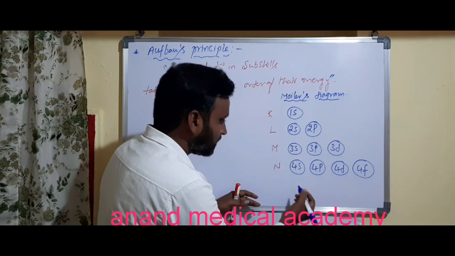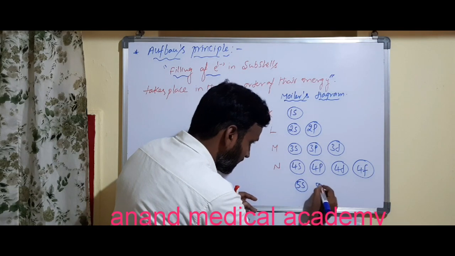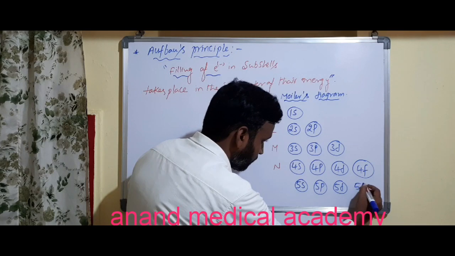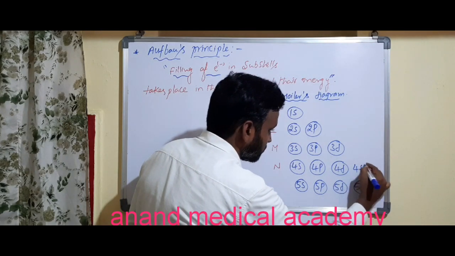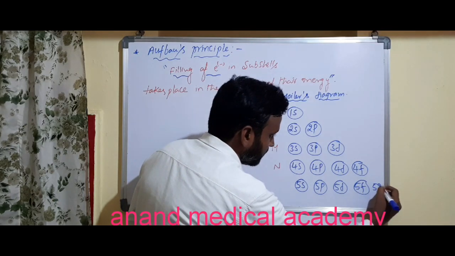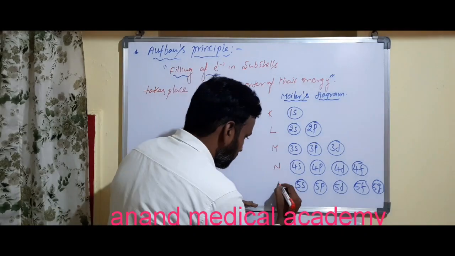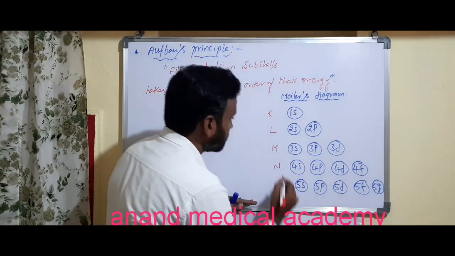Next, what you have here: 5S, 5P, 5D and 5F. Here you have 4F, right? Here 5F, and here you have some 5G. So what you are observing here, you are observing or not, I don't know, but I am writing the shell here.